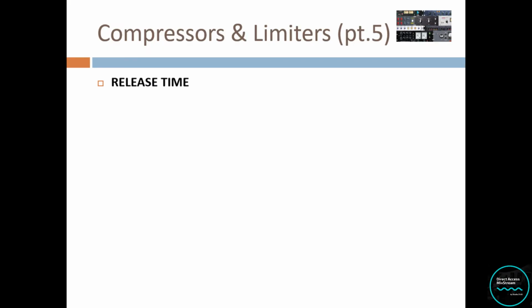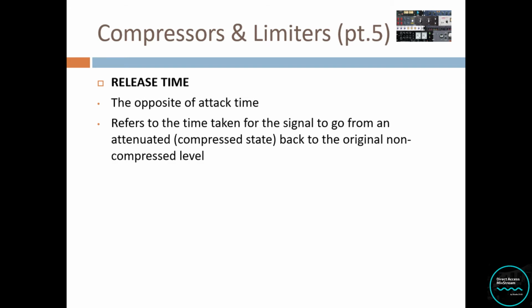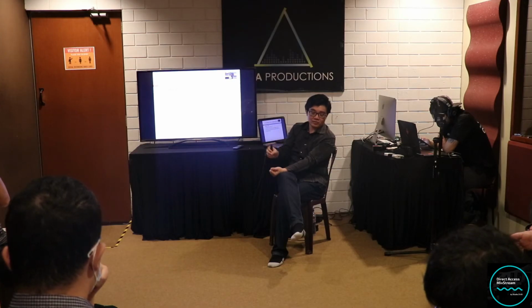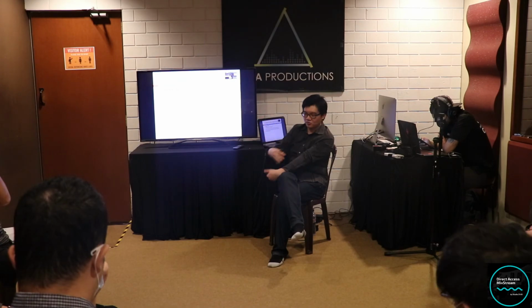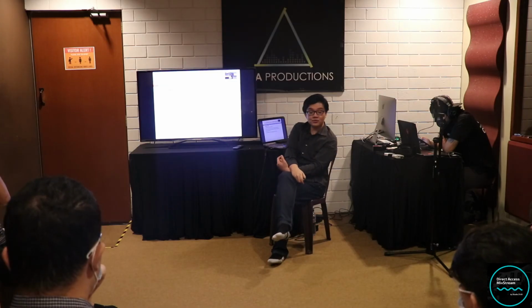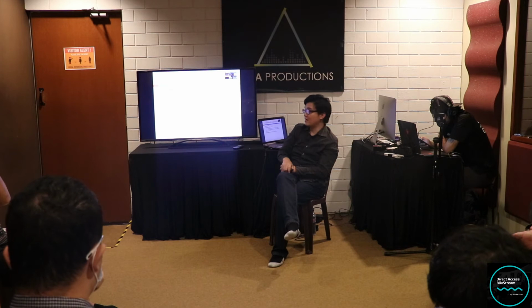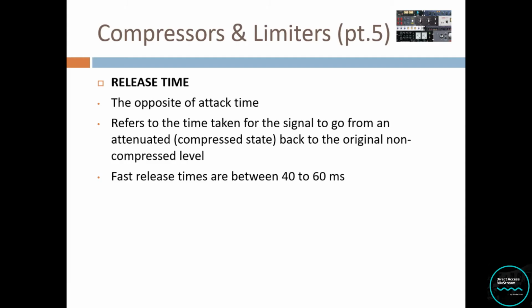Release time is the next parameter. Technically, roughly it means the opposite of the attack time. It refers to the time for the signal to go from a compressed state back to the original non-compressed levels. So it's basically the amount of time it takes for the compressor to let it go, to release it back to its original state. You have fast and slow attack times, and you also have fast and slow release times. Fast release times can be between 40 to 60 milliseconds. Slow release times can be up to a couple of seconds long, 2 to 5 seconds.